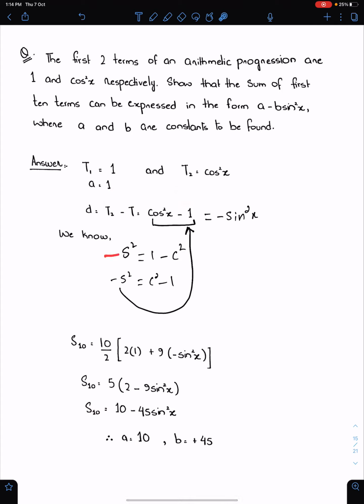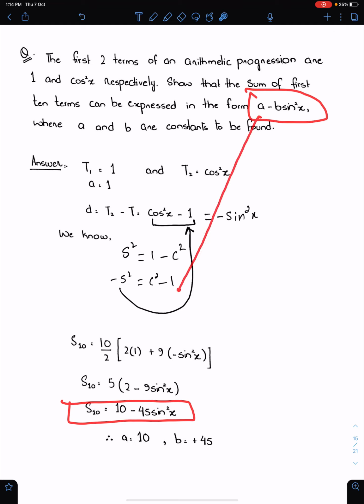As we know, sine square x is 1 minus cos square x. Therefore, negative sine square x is cos square x minus 1. So we can replace this by negative sine square x. This is the value of D. And this is the value of A. We need S10. So this is very simple. We know the formula of Sn. With the help of the Sn formula, we can easily find S10: 10 upon 2, 2A plus 9D. When you simplify this, you will get this thing. Now you need to compare this thing with this to get the values of A and B. So A is 10 and B is 45.